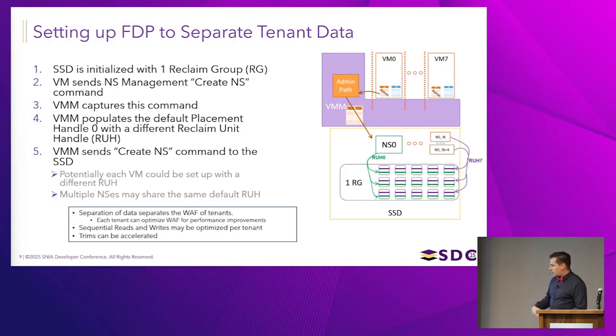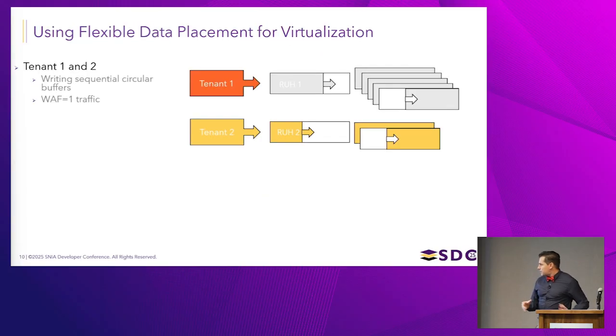You could also have a scenario I didn't diagram where maybe VM7 has namespace 4 that it's going to be a circular buffer. It's possible for the VMM to be intelligent and provide a different default RUH for that circular buffer namespace, right? So it can have, again, two different separations even within a tenant. So there is a possibility of accelerating sequential reads and writes because they get placed sequentially and read sequentially. And we can, of course, get the trims accelerated similarly. So big deallocates will be less impactful.